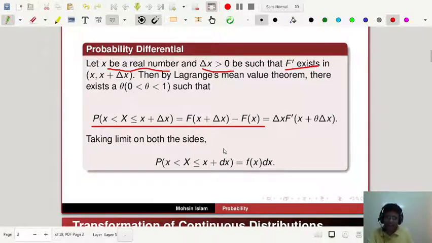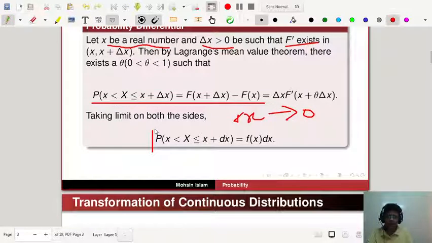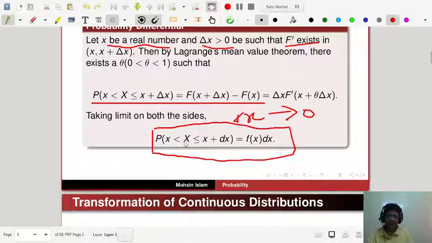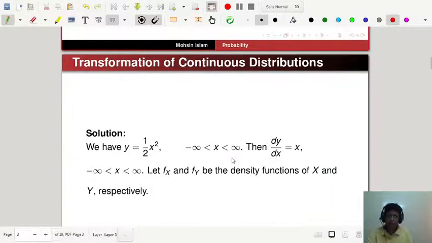And if you take the limit on both sides, dividing by delta x, with delta x tending to 0, then we arrive at this important relation: the probability of x less than X less than or equal to x plus dx equals f of x dx. This is called the probability differential, derived from Lagrange's mean value theorem by taking the limit on both sides. We'll use this probability differential in the solution of the problem. So now let's start.